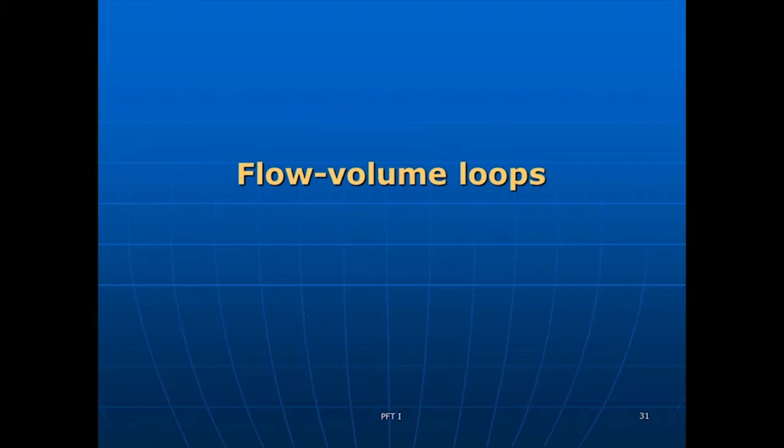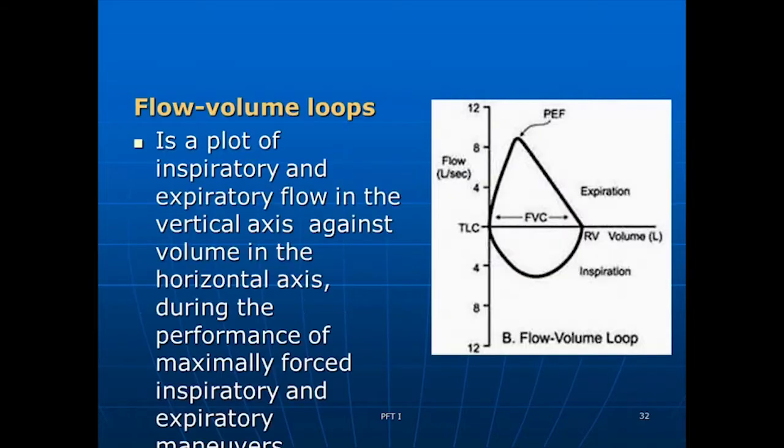So the next thing we're going to look at is what we determine flow volume loops. And again, this is done during simple spirometry, and this is a pictorial representation of your forced vital capacity and FEV. So if we look at a flow volume loop, it's the plot of the inspiratory and expiratory flow against a volume during a performance of maximally forced inspiratory and expiratory maneuvers.